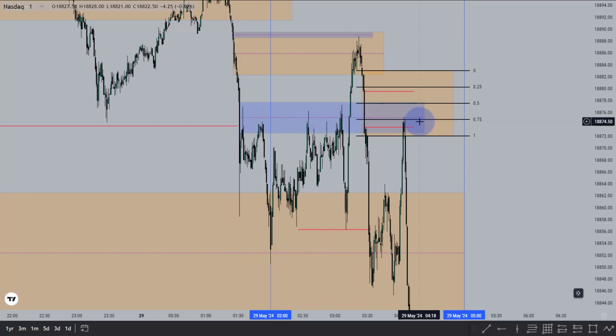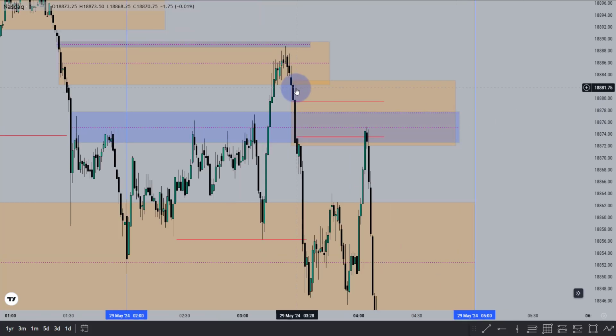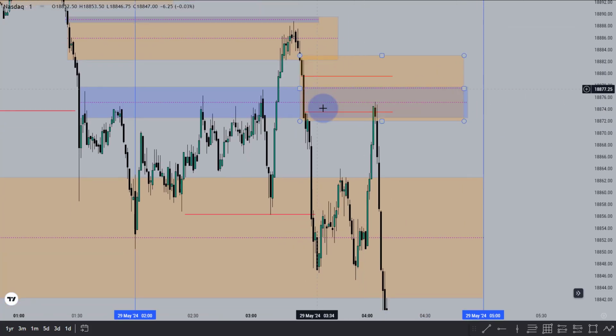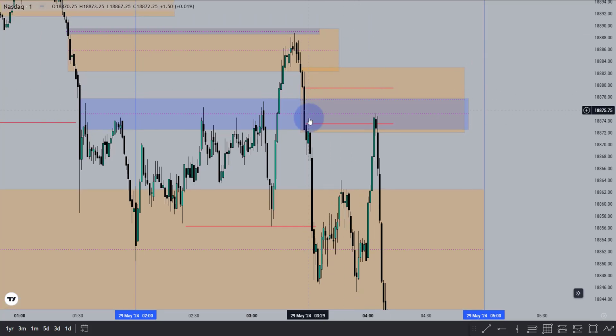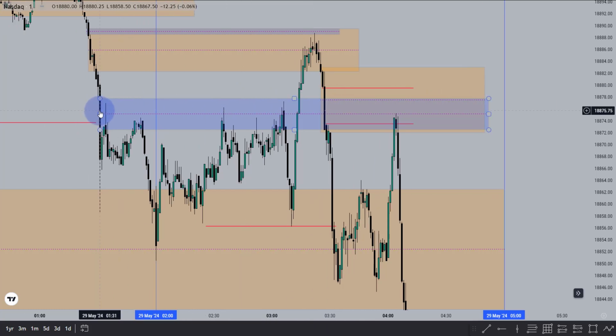I marked this one and extended it to my right. This is the 5-minute last fair value gap. Inside the 5-minute last fair value gap, I have a 1-minute fair value gap over here. See these two red lines, this is the 1-minute last fair value gap. What else do I have? The 1-minute first inversion fair value gap. It went through this inversion fair value gap.